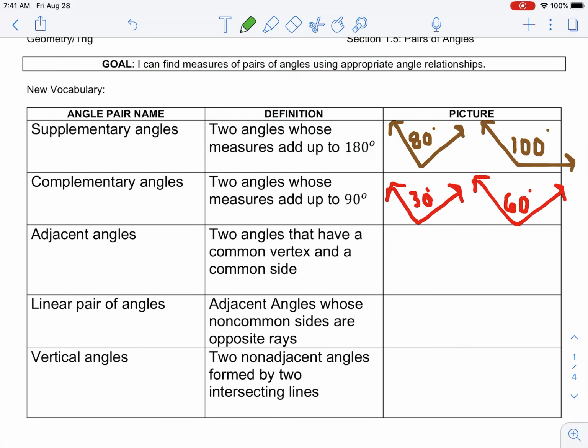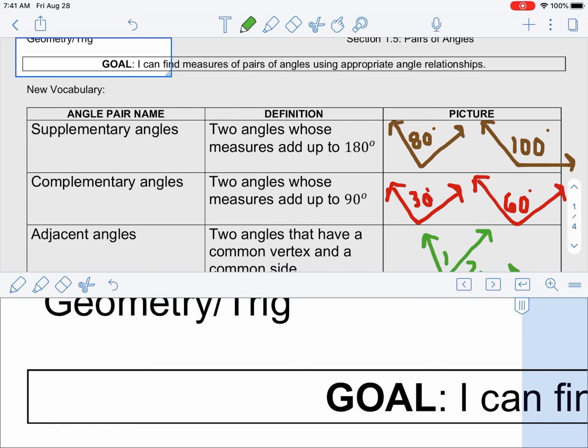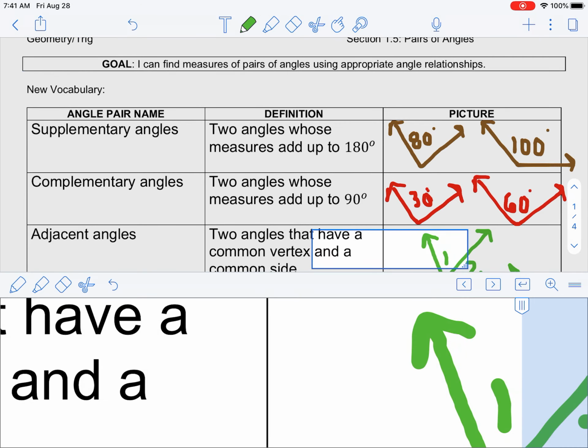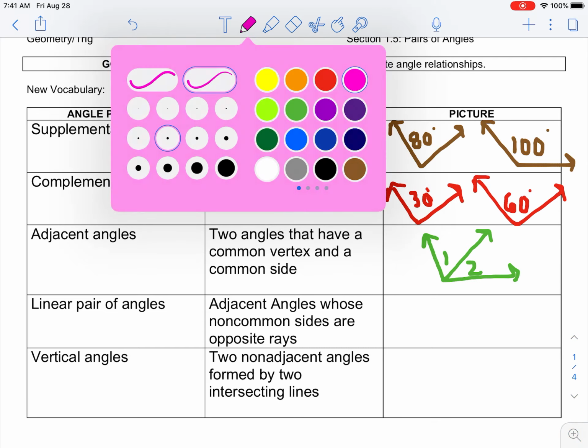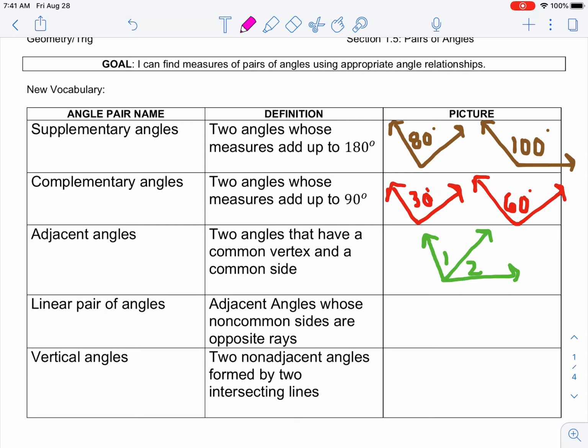Adjacent angles are just angles that are right next to each other. So for example, let's say we have angle 1 and angle 2. Angle 1 is adjacent to angle 2. They are right next to each other. They share a common side in between them. Therefore, they are adjacent. All right, let's keep going.